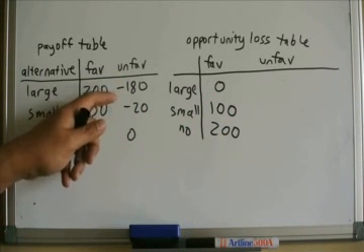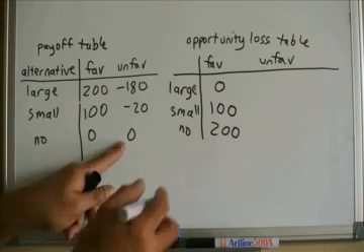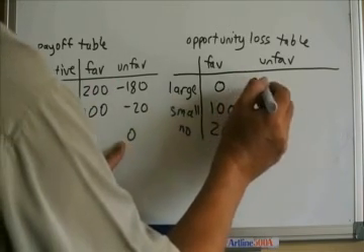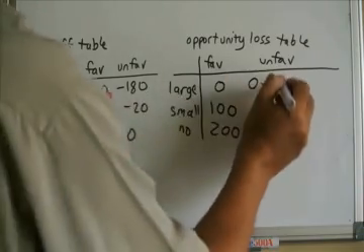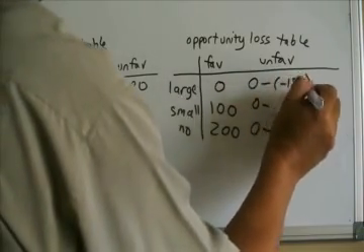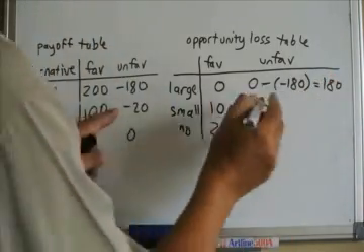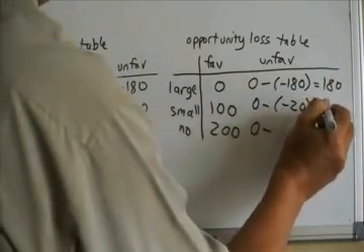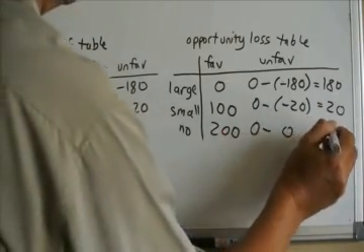In the payoff table, between these three values, the biggest is 0. So we subtract all from 0. 0 minus negative 180 is positive 180. 0 minus negative 20 is positive 20. 0 minus 0 is 0.